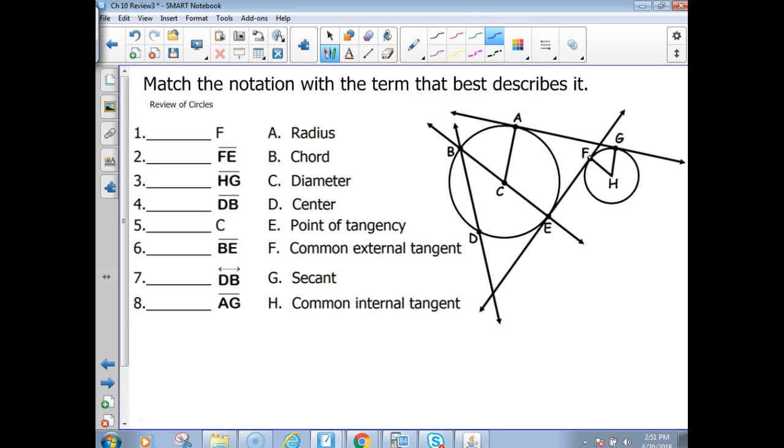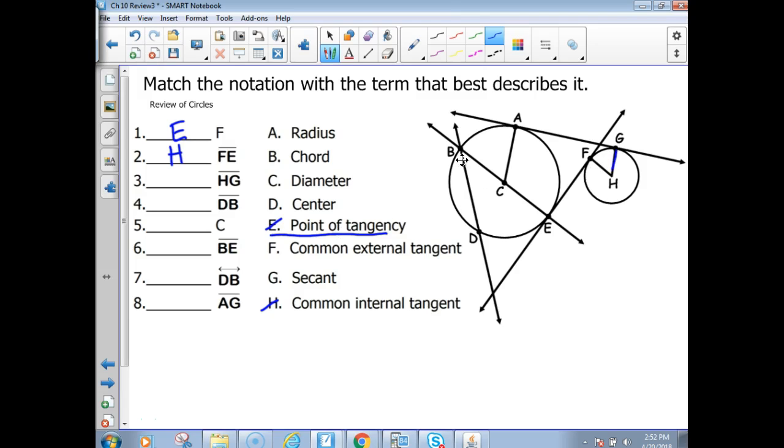It's a point of tangency. Okay, that's a point of tangency. It's the point where the tangent line hits the circle. It's the only thing you could have figured out. FE, that is a tangent line, and it's in between the circles, so it's an internal tangent. That would be H.